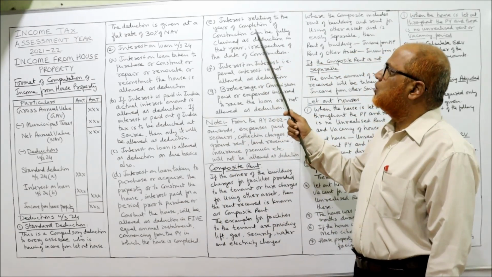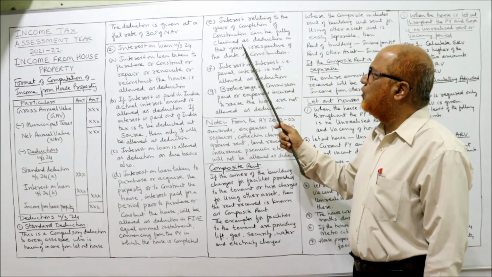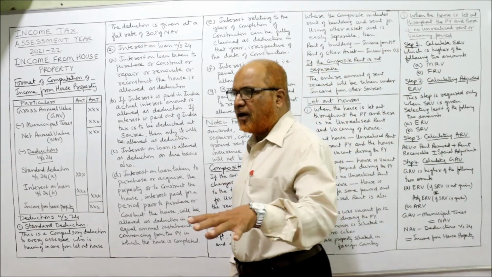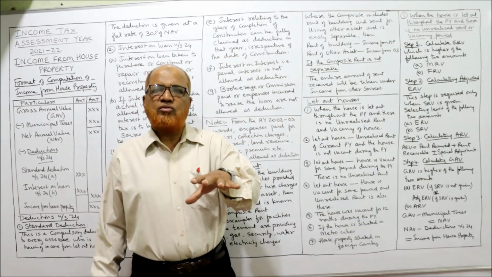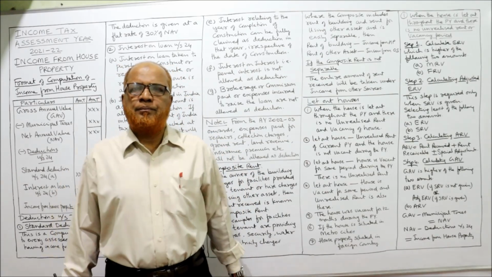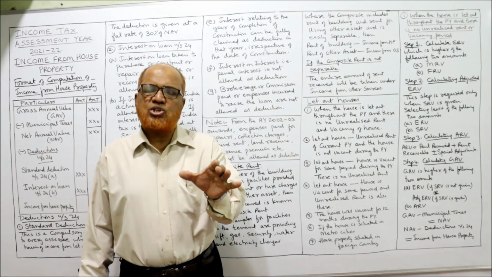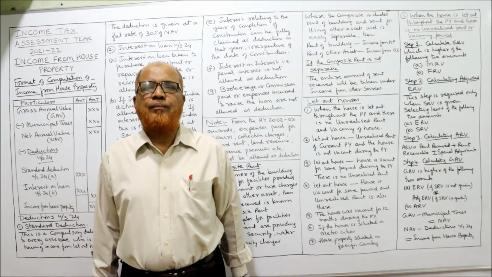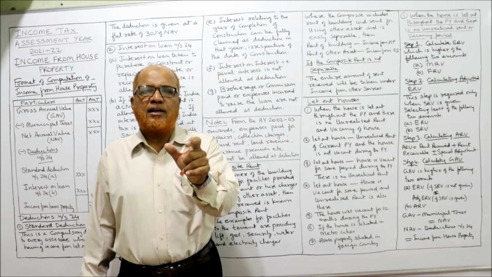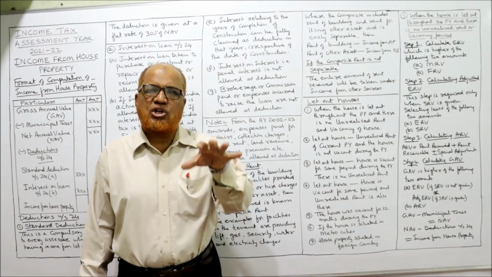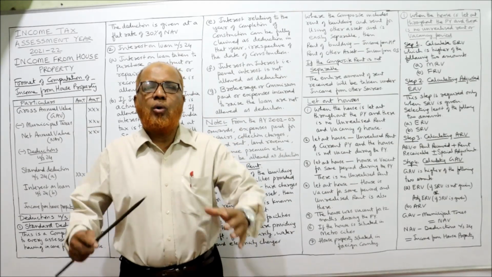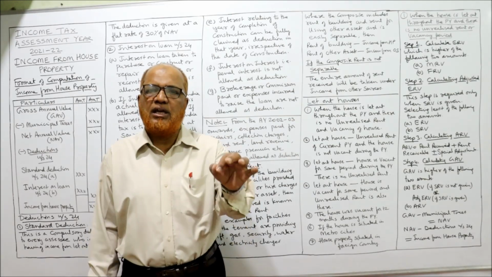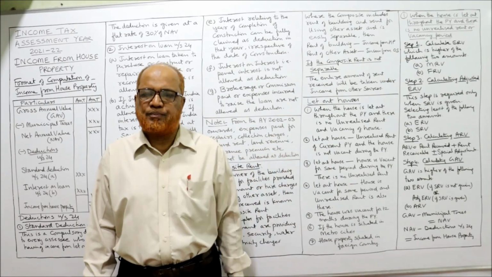Next, interest relating to the year of completion of construction can be fully claimed as deduction in the year, irrespective of the date of construction. Say the construction was completed in the middle of the year. Then interest will be allowed for the whole year. We should not calculate the interest only for the period of construction during the current year. The whole year's interest will be allowed as deduction in the year of completion of construction.